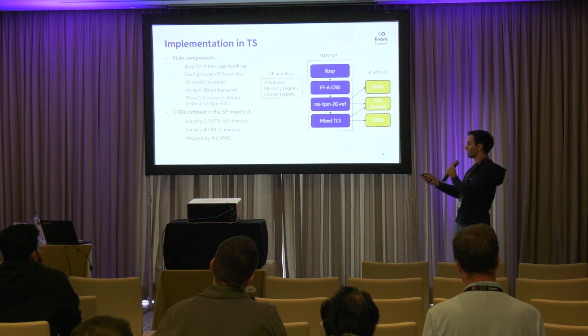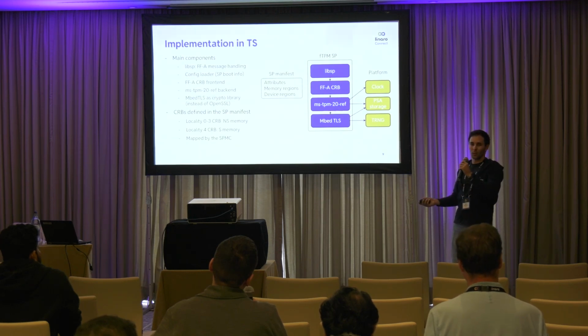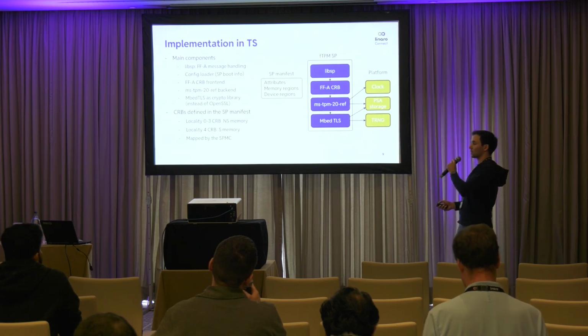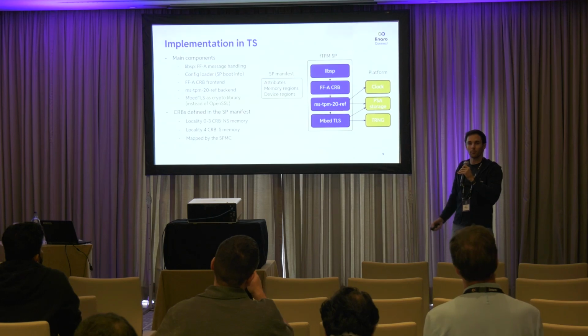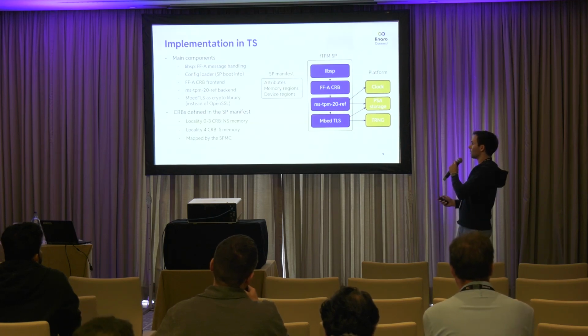For non-secure clients, they can communicate through localities 0 to 3, because those memory regions are defined in non-secure memory. Secure clients can use all of these, but normally they would want to use the carve-out in the secure memory. So depending on the locality, you change the memory attribute? No, all of these exist in parallel. In the SP manifest, there are multiple memory regions defined, one for each locality. Right, so each locality has its own CRB memory region.